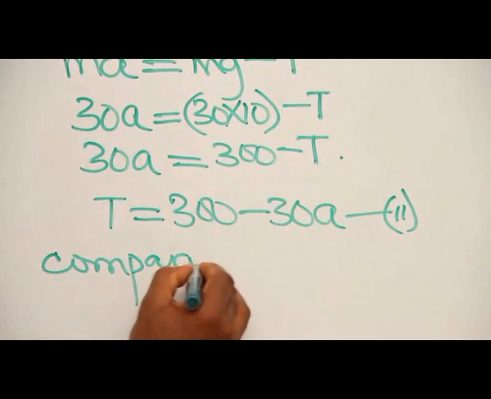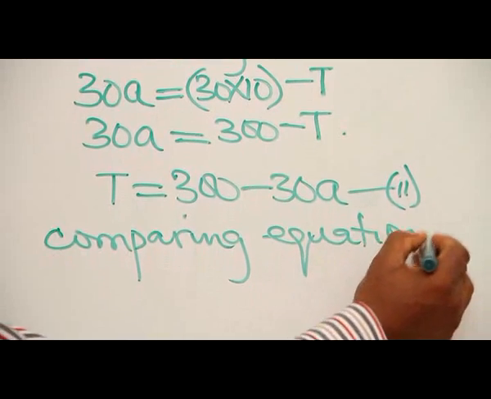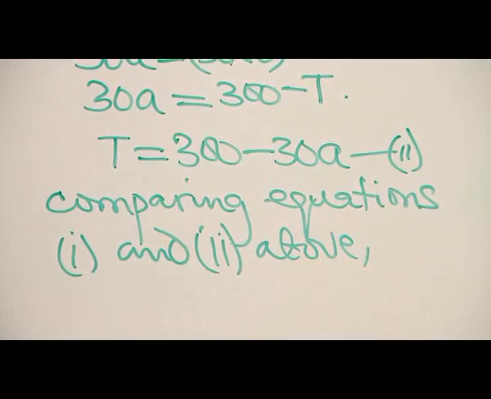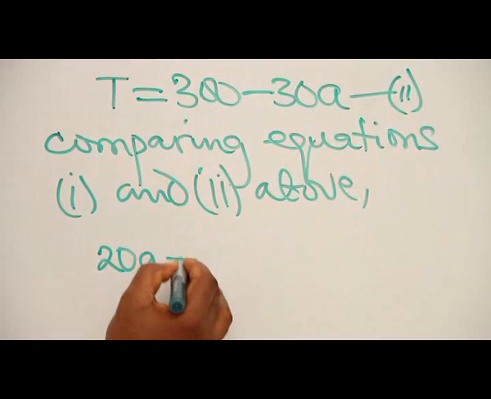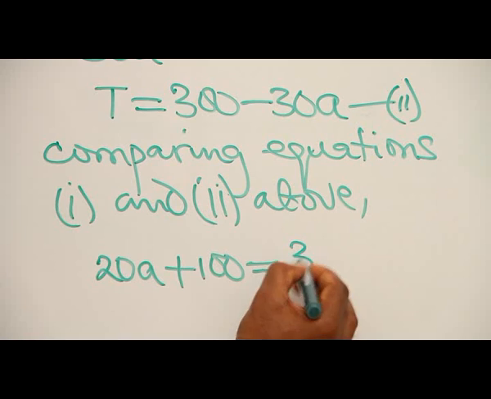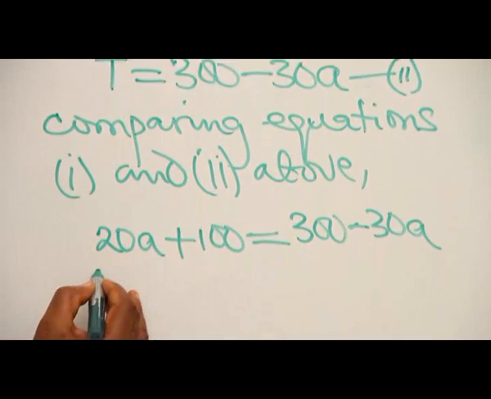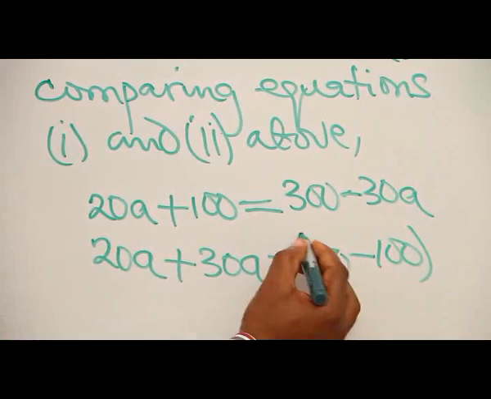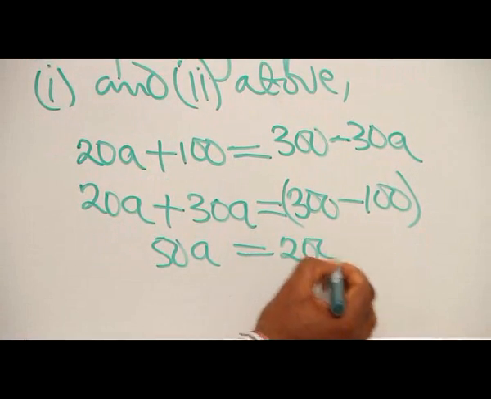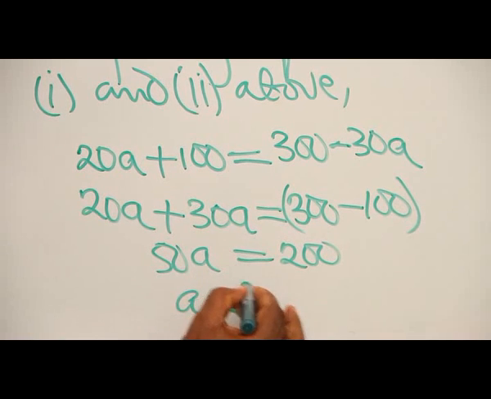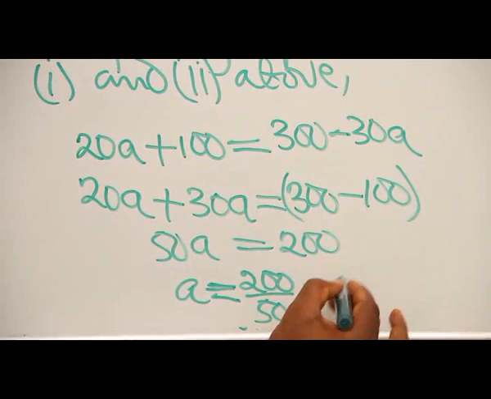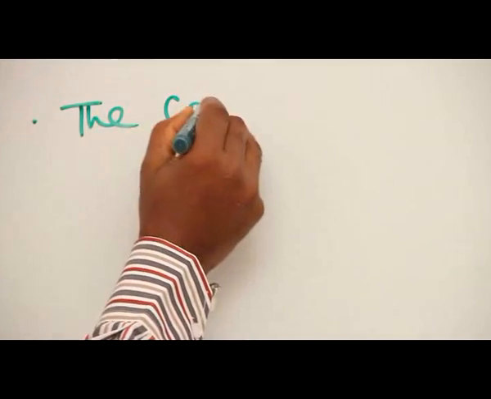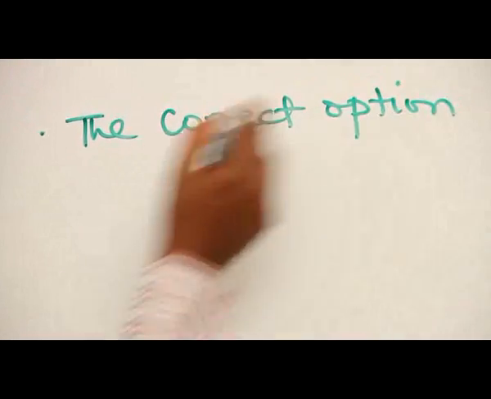Comparing equations 1 and 2 above, we have 20a plus 100 is the same thing as 300 minus 30a. 20a plus 30a is 300 minus 100. 50a is 200. a is equal to 200 over 50, which is 4 meters per second square. The correct option is B.